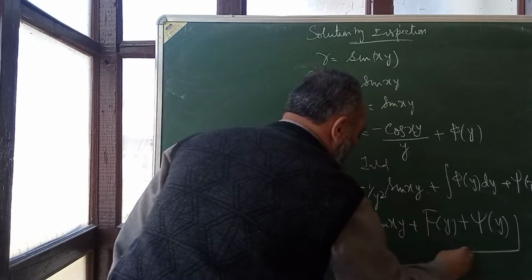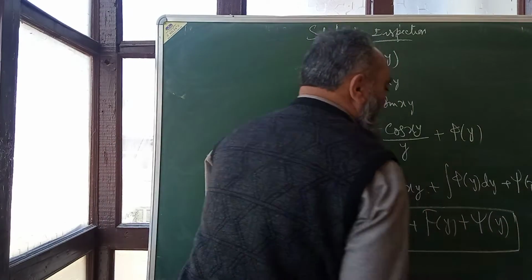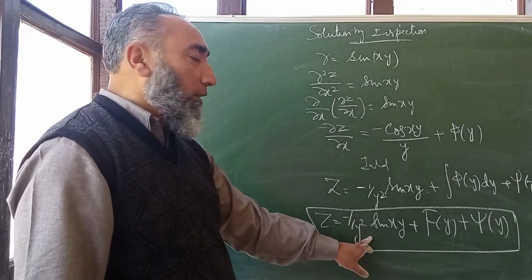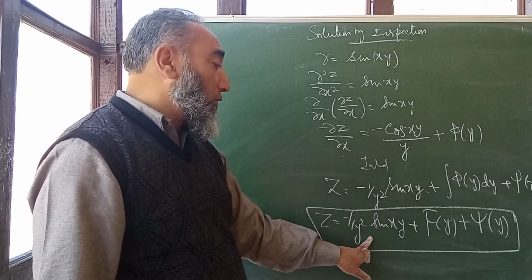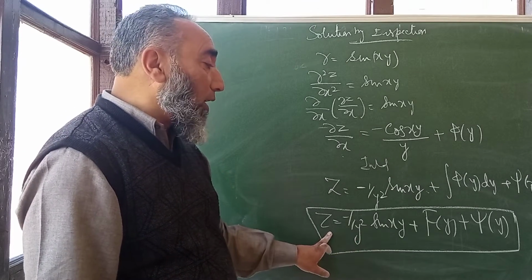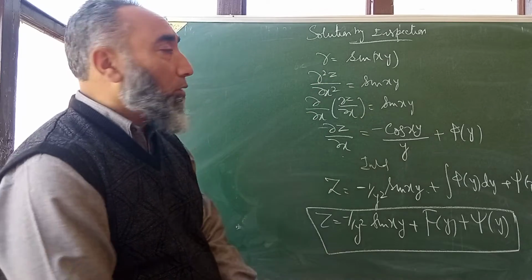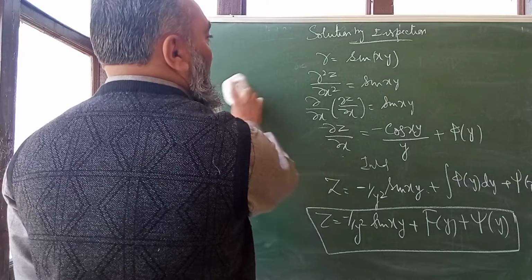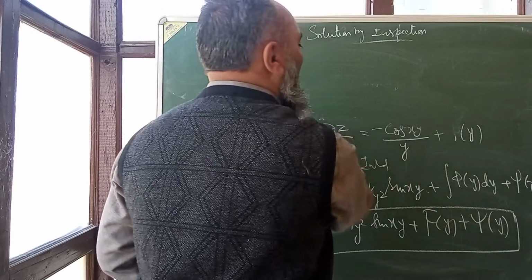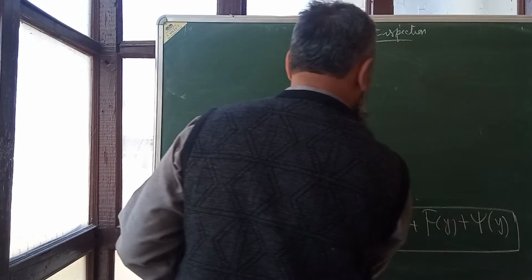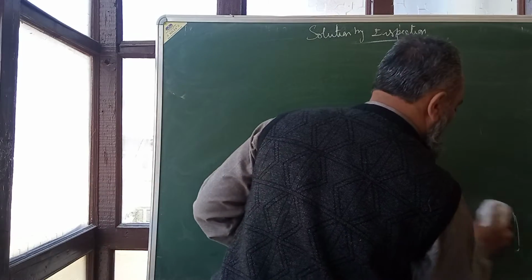You see, if you have this question and I ask you to find a partial differential equation, you will differentiate it twice with respect to x and you will get this. This is solution by inspection. Next one. I will show you two or three questions. The rest you will do yourself.